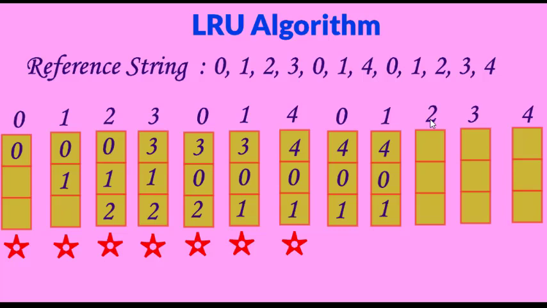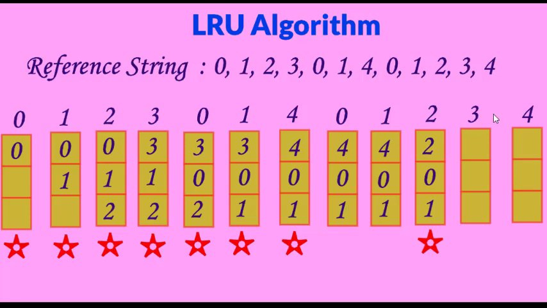2 is not there in this particular frame, so something has to be replaced to make way for 2. In this case we see 1 was recently used, 0 was also recently used, so 4 was not used for a long period as compared to 0 and 1. So now 4 will be replaced by 2. Although 0 is the oldest one, 0 is not replaced, but 4 is replaced. So 4 is the victim. So we have 2, and this is the page fault.